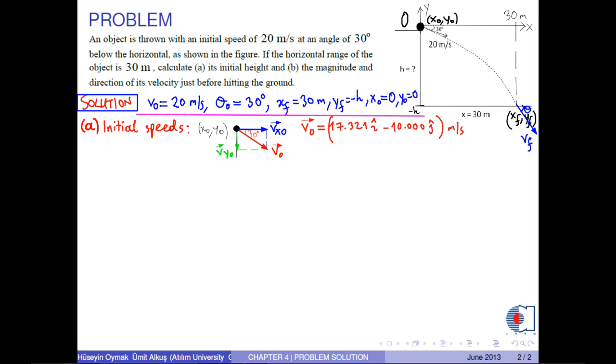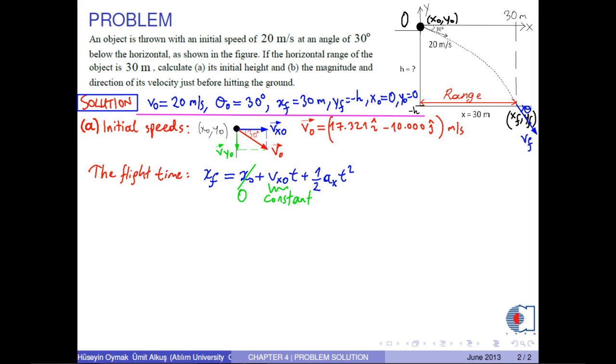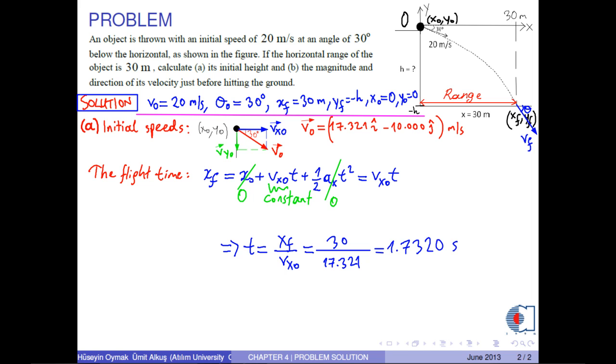Now we shall find the flight time using the range of the motion, that is the x component of the final position. Then we use this formula. Here x0 is 0, and since the speed in the x component is constant, then x component of the acceleration is 0. As a result, we obtain xf equals vx0 times t. From this equation, we obtain an expression for t as xf over vx0. If we insert the corresponding numerical values into this equation, we get the flight time as 1.7320 seconds.